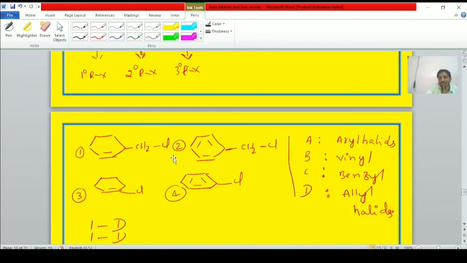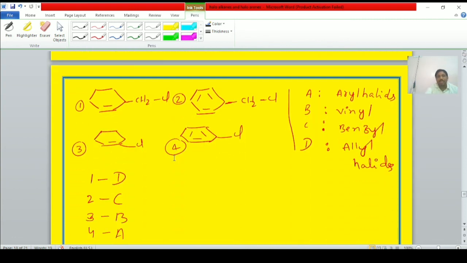Next, an interesting question, students. See here, four compounds are given. Match the following: aryl halides, vinyl halides, benzyl halides as well as allyl halides. See the first compound. In the first compound, the halogen atom is bonded to the sp3 hybridized carbon which is bonded to a carbon-carbon double bond. Hence this is known as the allylic condition. Therefore D is the correct answer. For A, option D is correct.